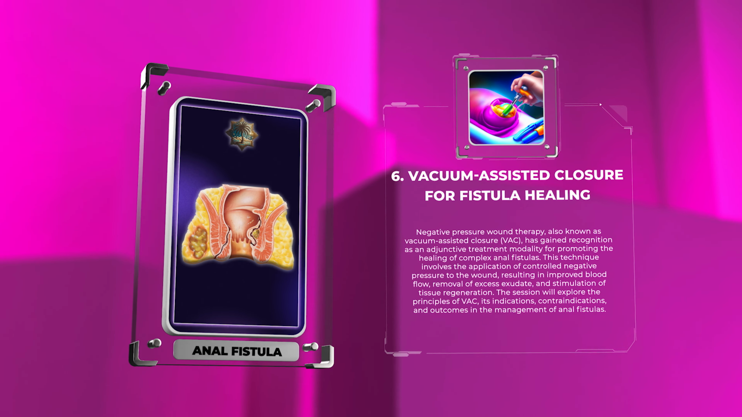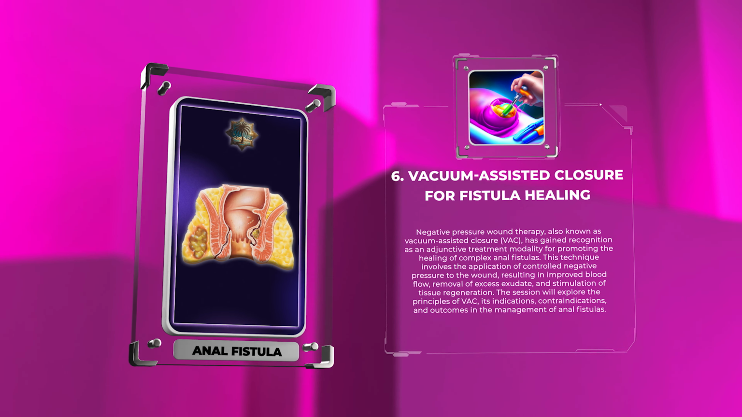Regenerative medicine, particularly stem cell therapy, holds promise in promoting fistula healing and tissue regeneration. Stem cells possess the ability to differentiate into multiple cell types, aiding in the restoration of damaged tissues. Various approaches, including local injection of stem cells, tissue-engineered grafts, and bioactive scaffolds, have shown encouraging results in preclinical and clinical studies. This session will explore the mechanism of action, techniques for stem cell delivery, ongoing research, and potential challenges associated with stem cell therapy in the management of anal fistulas.